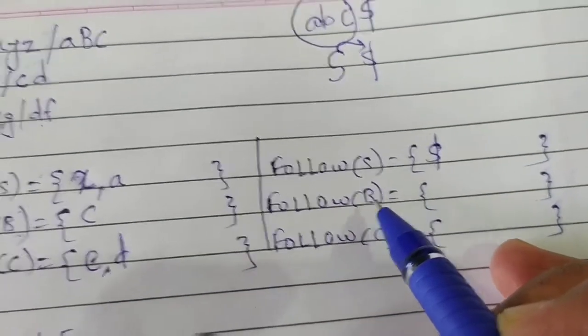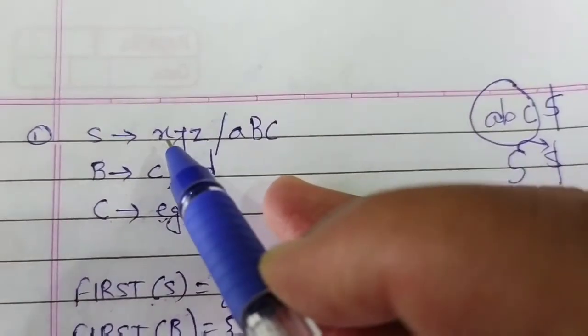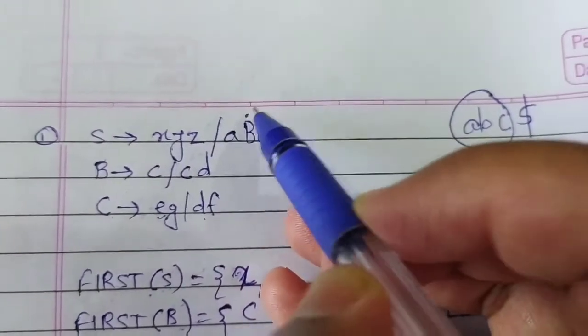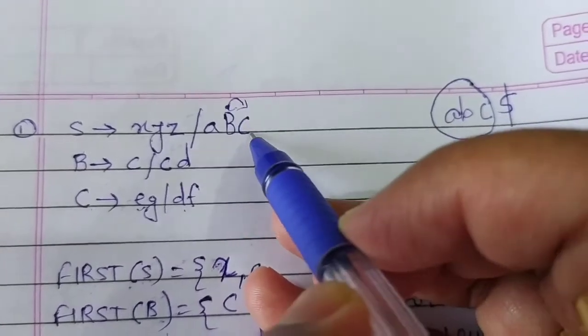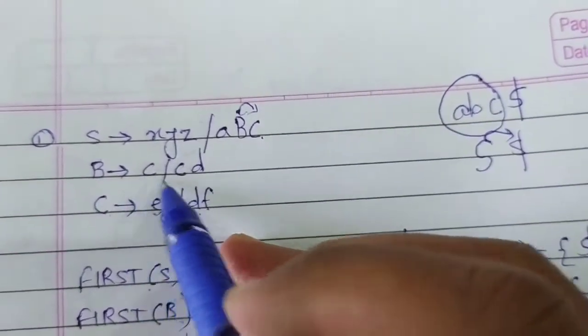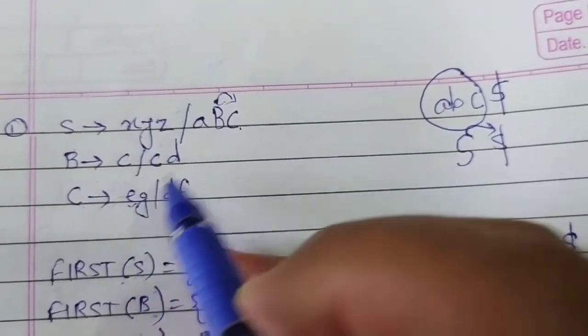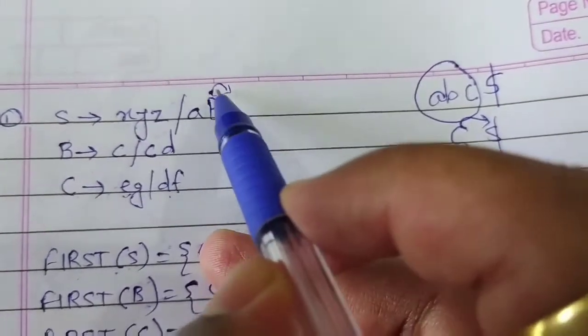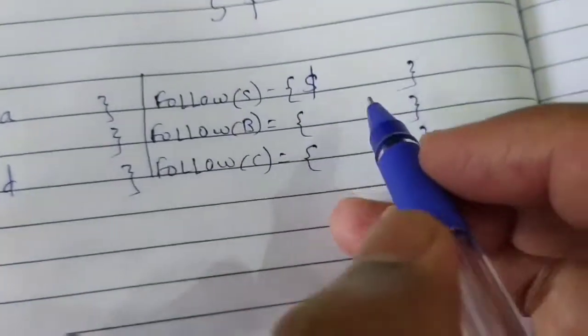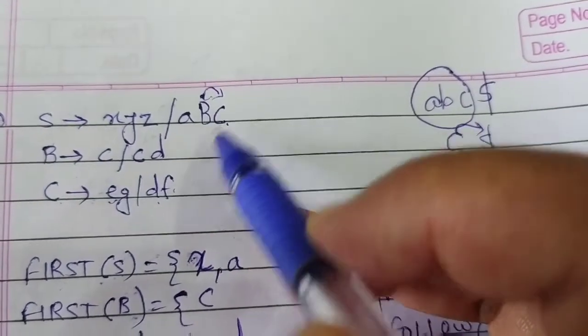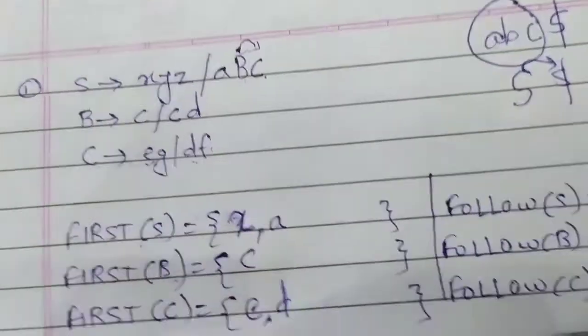Now for capital B. So where is the capital B? We have to look at right hand side. Here. So who is following capital B? Capital C. But capital C means what? Capital C means this or this. So if you put EG here, who is following B? E. If you put DF here, who is following B? D. In the same way, we will find out follow for C.